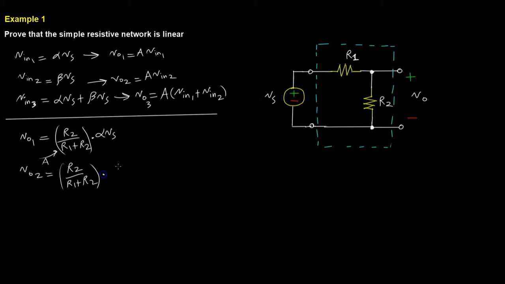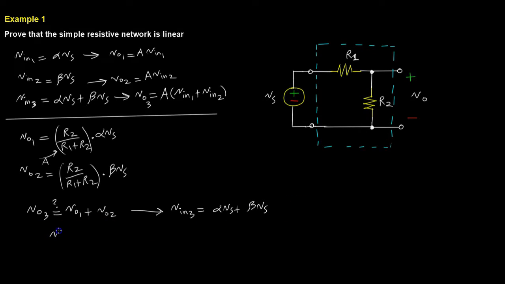The same A here. And the second input is going to be beta Vs. Now, the question is: is VO3 equal to VO1 plus VO2? That's the question. And so to find that, what we would do is we would apply VN3, which is simply alpha Vs plus beta Vs. We would apply that to the system.